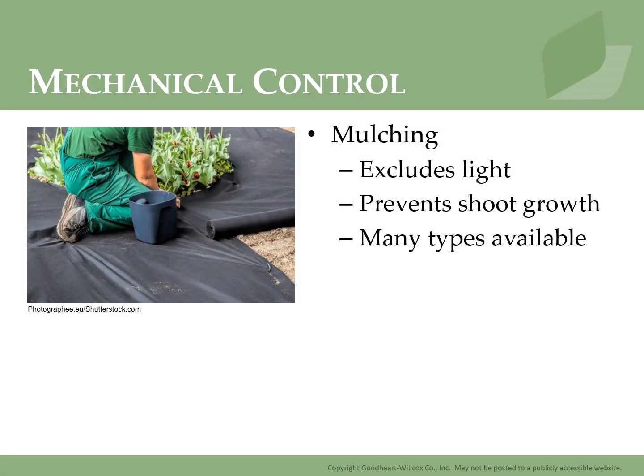Mulching excludes light, preventing shoot growth by weeds. A number of different mulches are used, depending on the situation. Examples include plastic, paper, shredded bark, decomposed leaves, and aged manure.